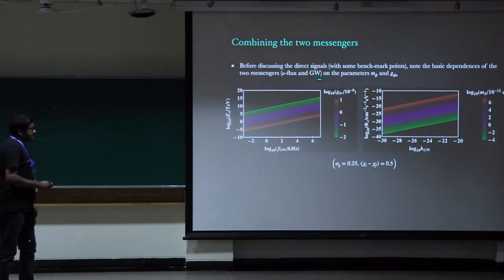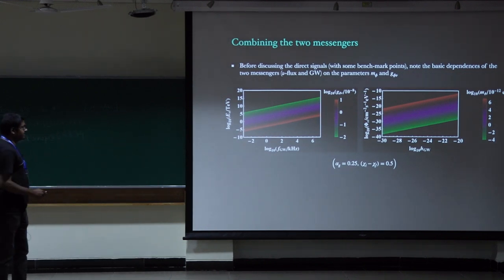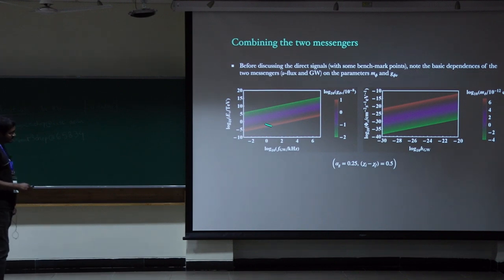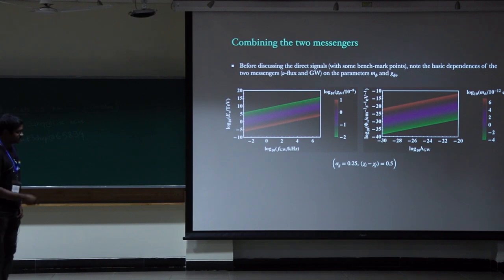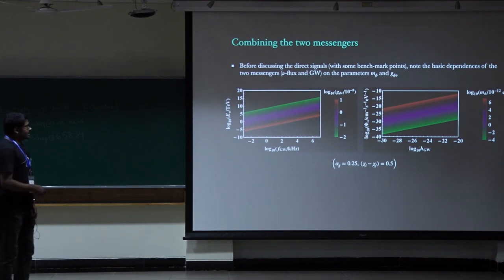So before discussing the direct signals with some benchmark points, obviously, note how the basic dependencies of the two messengers play out. You can think of these as the dependencies of, let's say, the E_nu and the frequency of the gravitational waves, and let's say this is the flux and the gravitational wave strain with this kind of parameters.